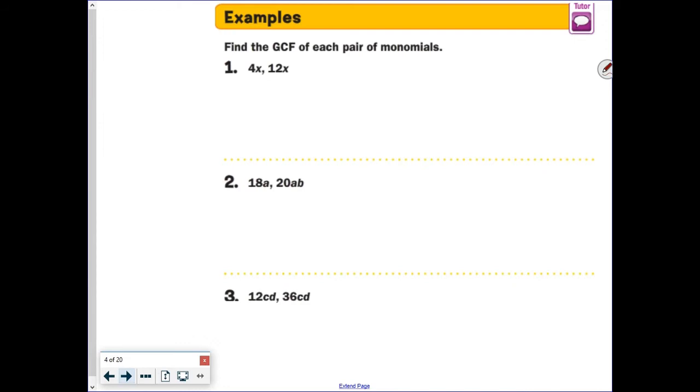So here we have the monomials 4x and 12x. To factor these out, I would list out all the factors of the smallest of the two monomials. So 4x is the smallest of the two monomials. What are the factors of 4? They are 1, 2, and 4. In addition, there is x, which is a factor of 4x.